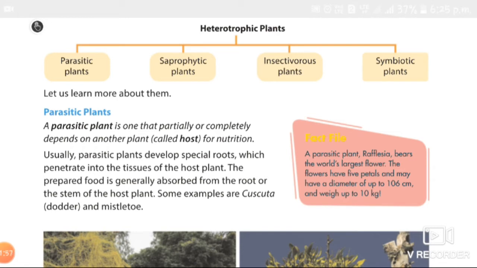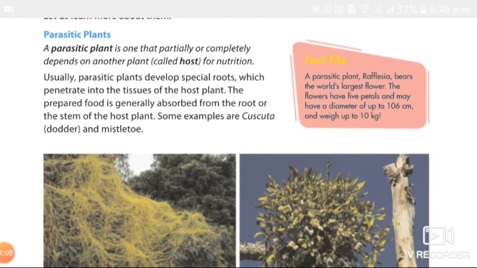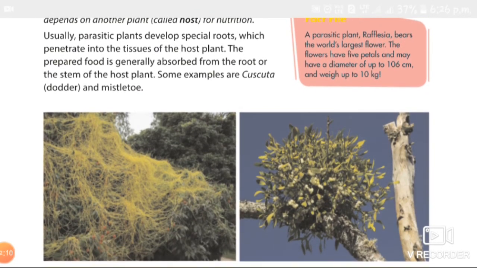Understand that a parasitic plant is one that partially or completely depends on another plant for nutrition. Here we studied the examples Cuscuta, or dodder plant, the first picture, and the second picture is mistletoe. See the first picture, Cuscuta. It's a dodder plant. It's like a yellow wire-like structure, right?